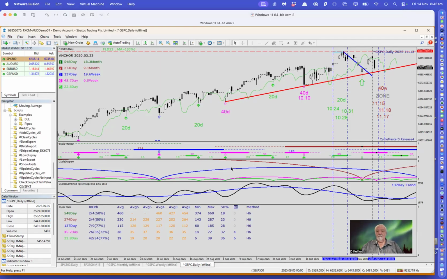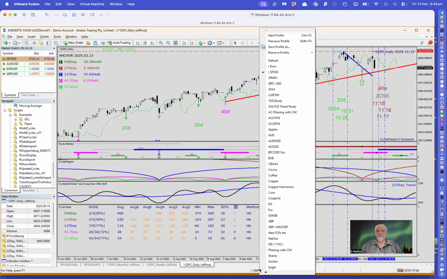One of the things with cycle theory and cycle practice is that we notice that in downtrends, and we haven't got that yet, but I believe we're headed there, in downtrends, lows have a tendency to come in late. So we need to keep that in mind as far as the 40-week low zone timing is concerned.